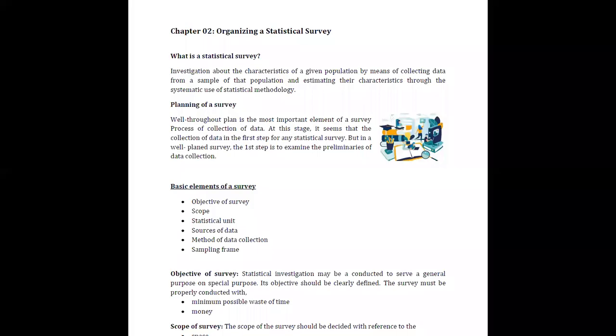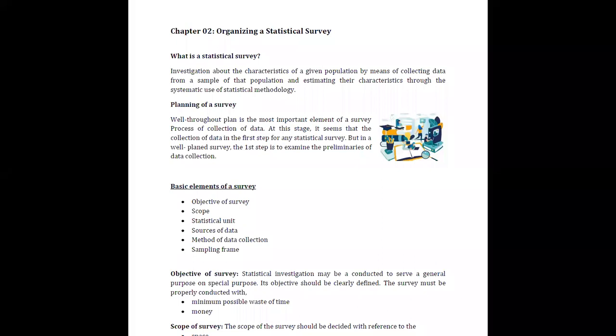In this session, we will discuss how to organize a statistical survey. The basic steps of organizing which we need to follow when we are organizing a statistical survey will be discussed under this session. Prior to discussing the important steps of organizing a statistical survey, first we will have an idea about what is actually meant by a statistical survey.